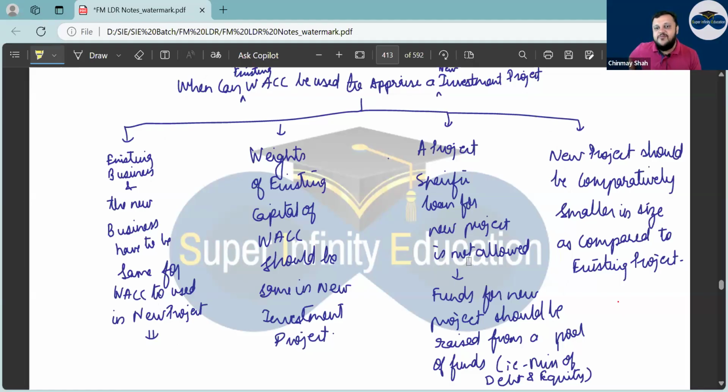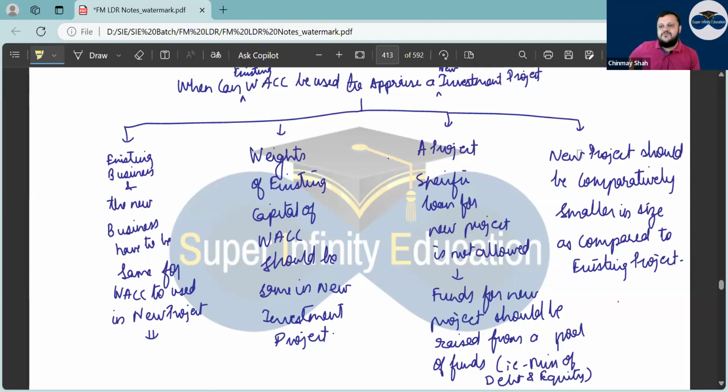Very difficult to do that. Project-specific loan for a new project is not allowed. Funds for the new project should be raised from a pool of funds. All these problems will be solved in AFM, when you come to AFM with me, correct? We are launching AFM batches as well. Now AFM, I think every quarter a batch will be there, right?